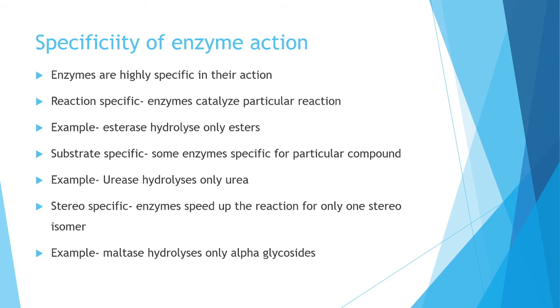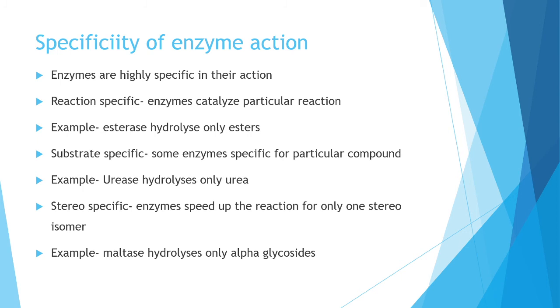And the third one is stereospecific. Stereospecific means enzymes speed up the reaction for only one stereoisomer. A stereoisomer is a type of isomer. That means it has the same molecular formula but a different structural arrangement. For example, glucose has a plus isomer and a minus isomer.